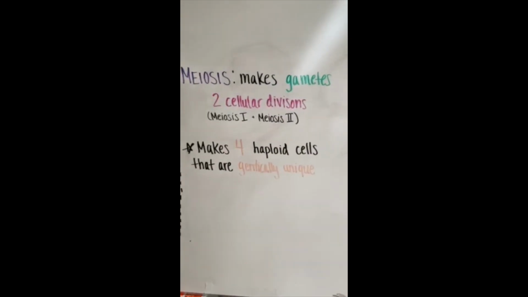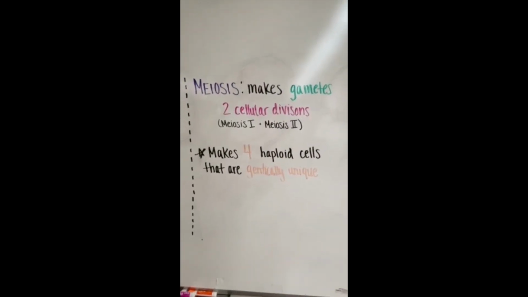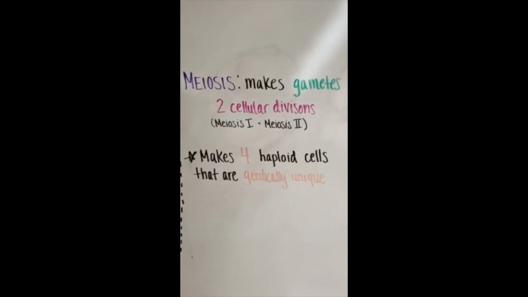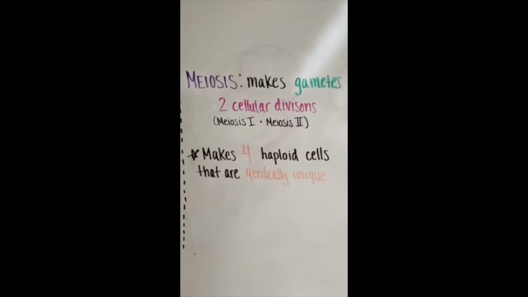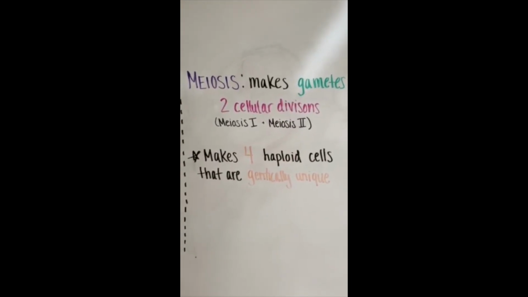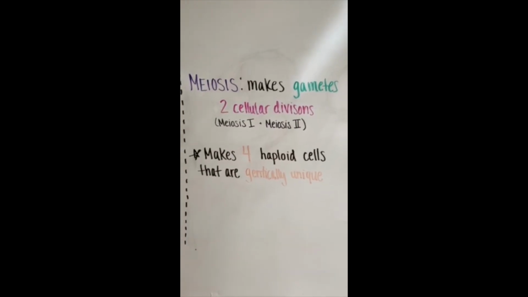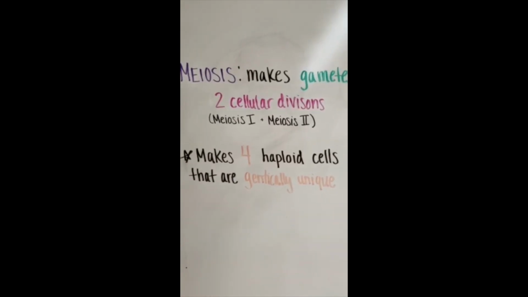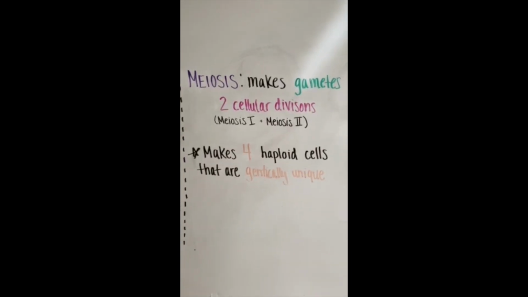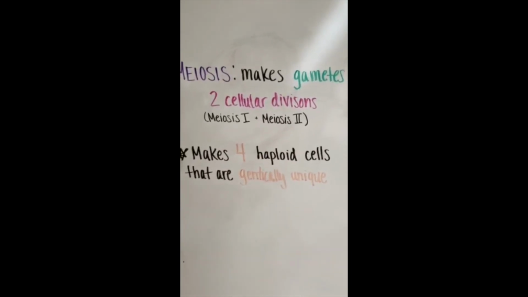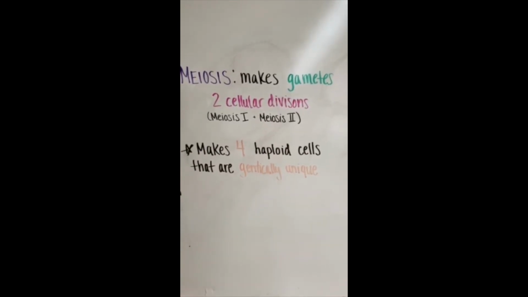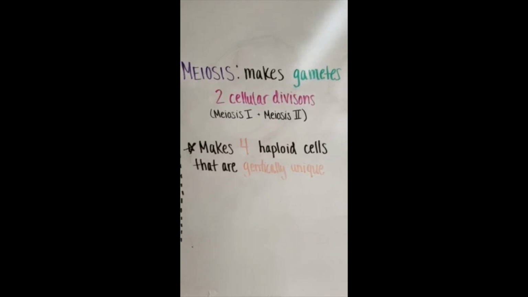Lastly, meiosis. It sounds like mitosis, but it's not quite the same. Meiosis is what's going to make your sex cells, your gametes. Just the sex cells, not your body cells, because that's mitosis. Meiosis goes through 2 cellular divisions instead of 1. We call those meiosis 1 and 2, and we're going to talk about that later. The result is 4 haploid cells, or 4 gametes, and they're genetically unique, so their genes aren't going to be identical.